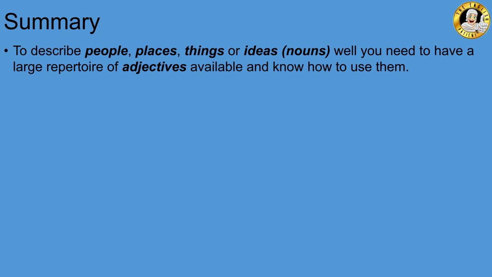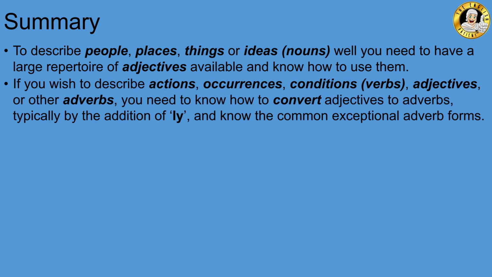Let's summarize. To describe people, places, things or ideas, all of which are nouns, you will need to have a large repertoire of adjectives. That means a large number available to you of adjectives. And you need to know how to use these adjectives correctly to describe these nouns. If you wish to describe actions, occurrences or conditions, all of which are verbs, or if you wish to describe adjectives or other adverbs, then you need to know how to convert or change adjectives to their adverbial form.